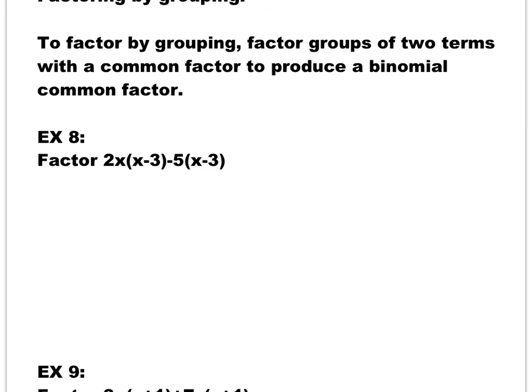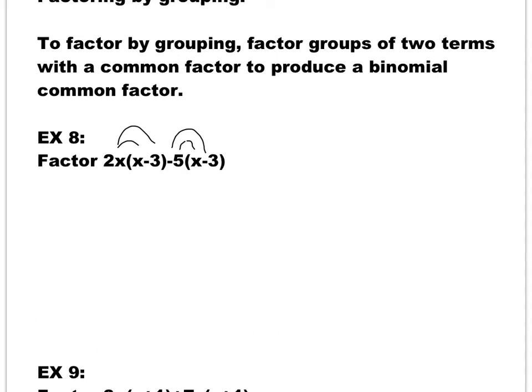The question is, factor 2x times (x minus 3) minus 5 times (x minus 3). The mistake that the majority of students make is that as soon as they see the brackets, they start using the arrow method and try to expand 2x and negative 5 in the bracket. If they do that, they are going to end up with a quadratic, and by this point, they have no idea how to factor this one out.